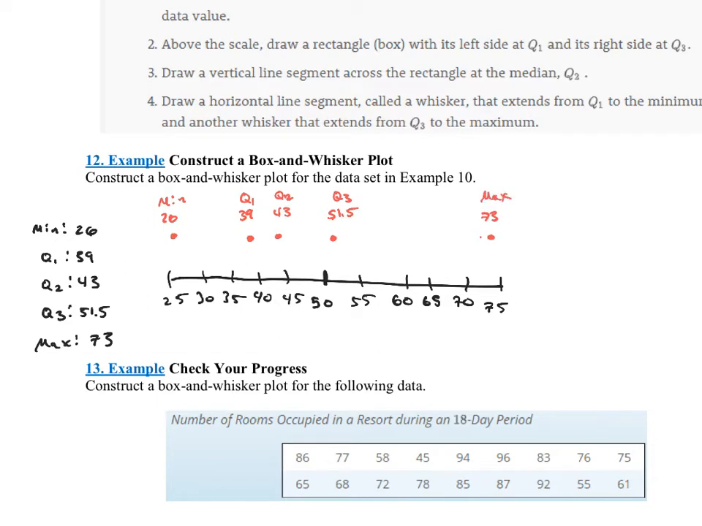So what do we do? Draw a box around Q1 to Q3. You're going to put a vertical line through Q2. You connect the whisker from the min to the Q1. You connect the whisker from the max to Q3. You have now officially drawn a box and whisker plot.